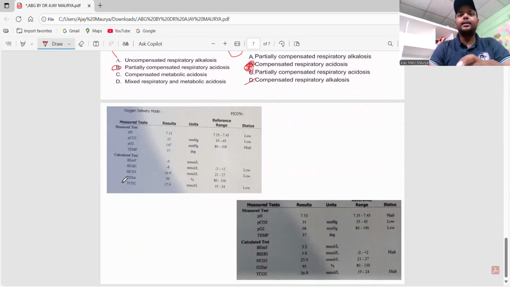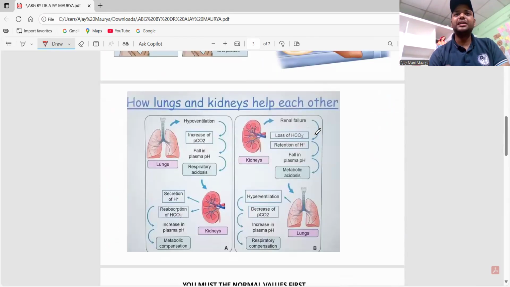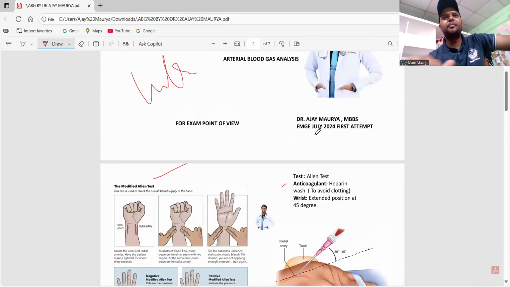Then please try to solve the rest. This is your job to do. These are real patient reports. Please try to solve them and comment in the comment box. Thank you very much, guys. Please listen carefully and try to solve these questions. No need to remember all these things, guys.